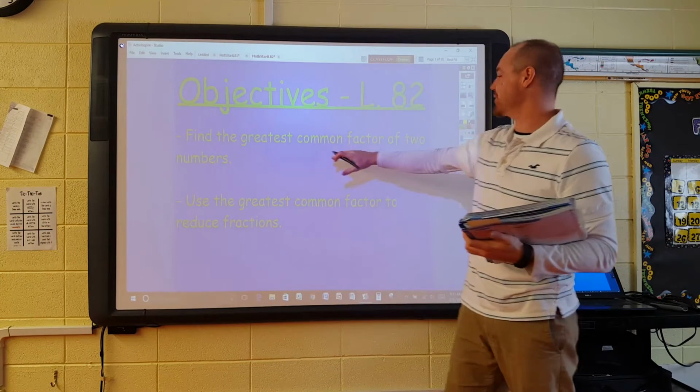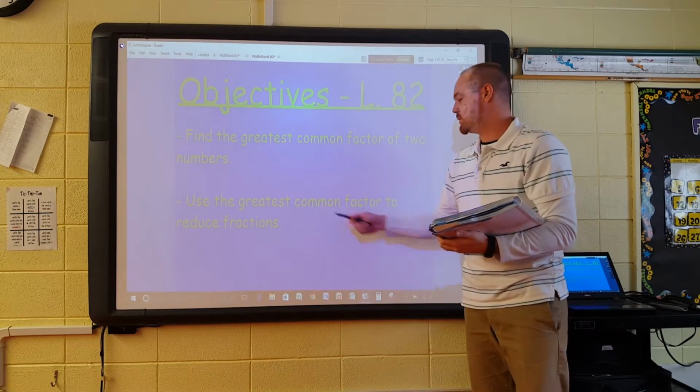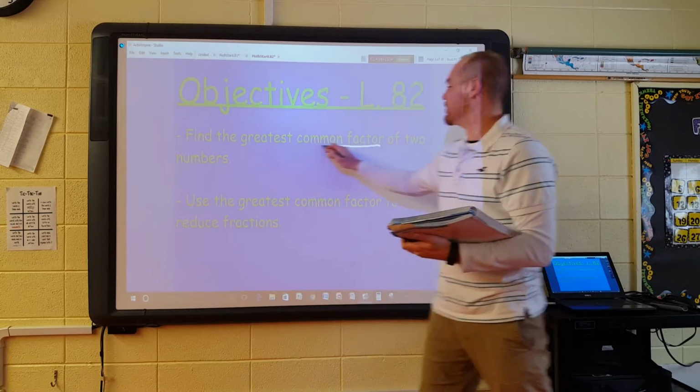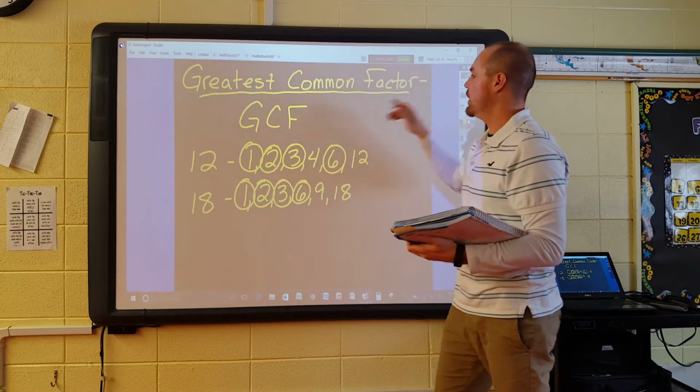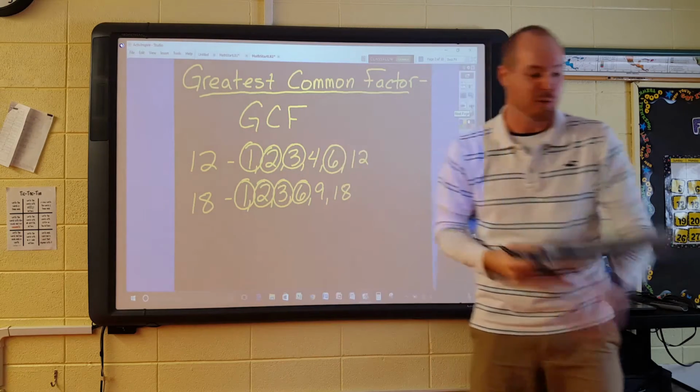But today we're focusing on the greatest common factor, and we're finding the greatest common factor of two numbers. We'll use the greatest common factor to reduce or simplify fractions. The greatest common factor, or GCF, is just the greatest factor of both of the numbers.